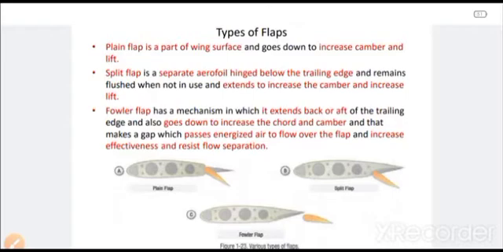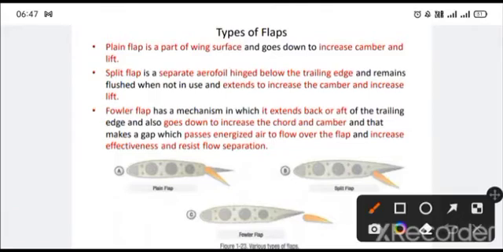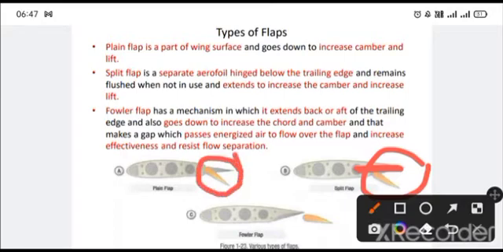Then we have got a split flap. Split flap is what? It is a part of the wing, but you can see it is actually having a split mechanism. That is, even if it is coming down, the upper top layer of the wing is not deflecting. Over here, this was the full part of the wing actually.